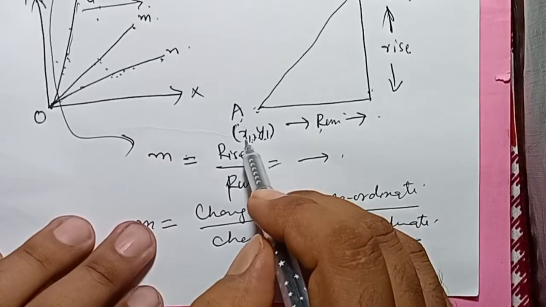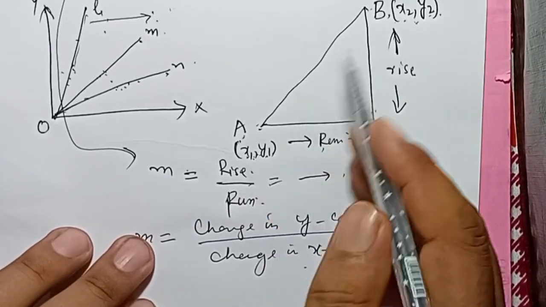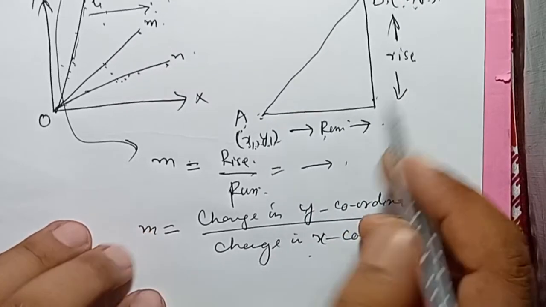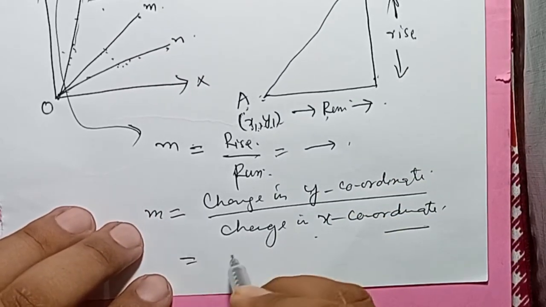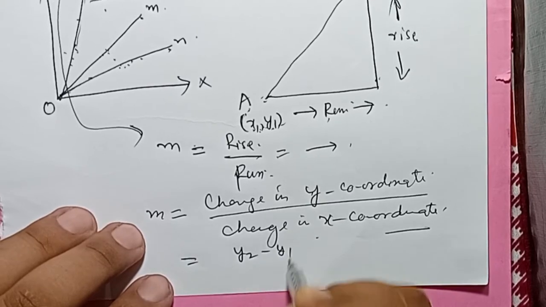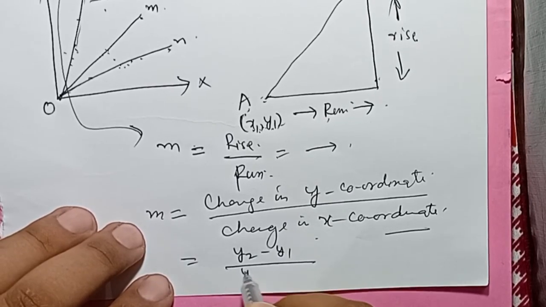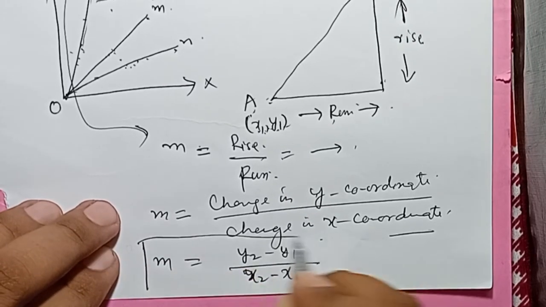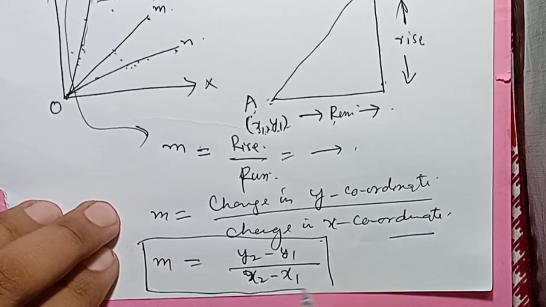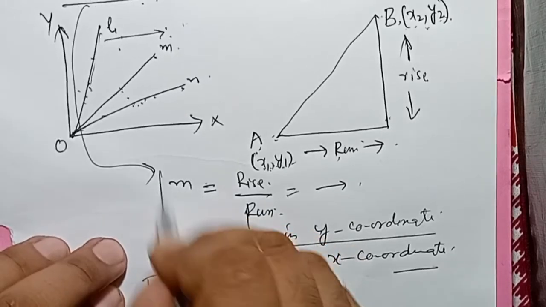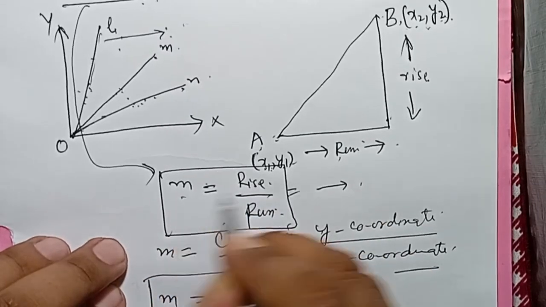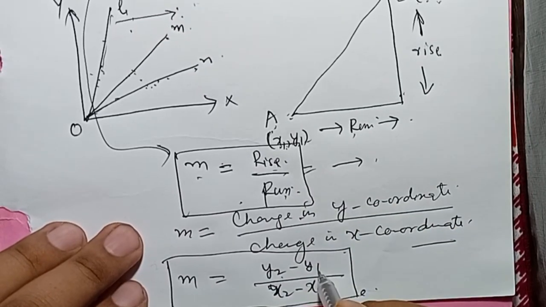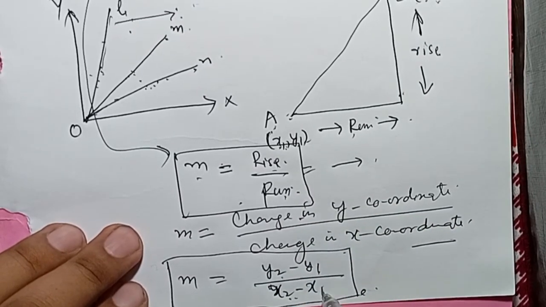That's why here x1, x2 are called x coordinates, and y1, y2 are called y coordinates. What is the change in y coordinate? That's y2 minus y1 divided by x2 minus x1. So this is another formula. To find the gradient we have two formulas. First, we can directly use m is equal to rise by run, and second we can use y2 minus y1 divided by x2 minus x1.